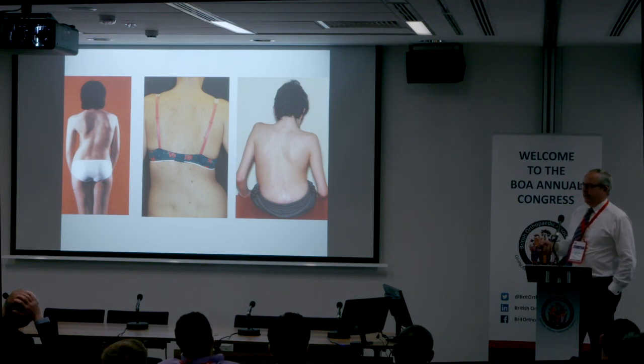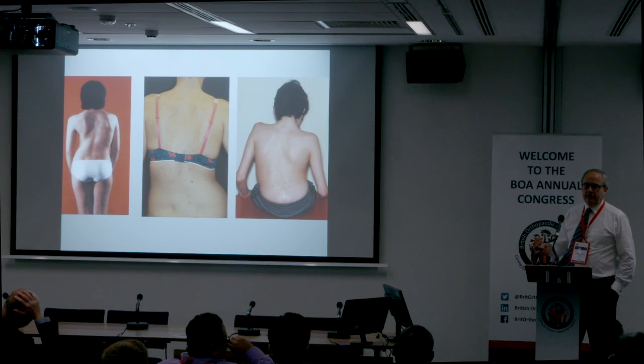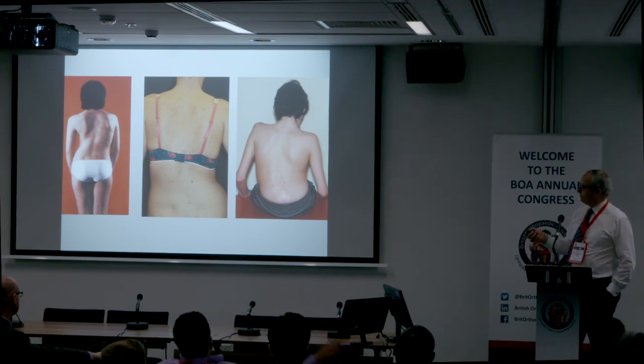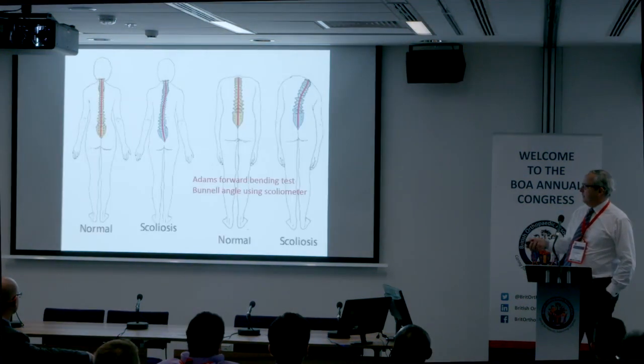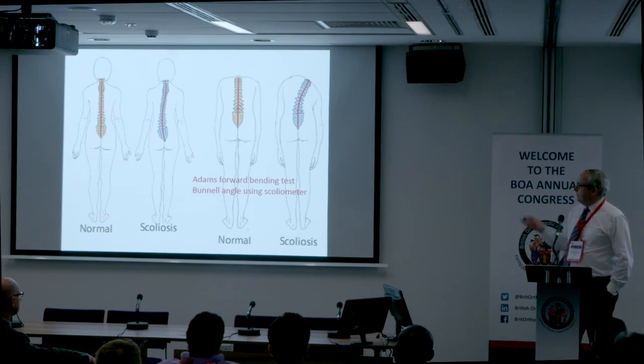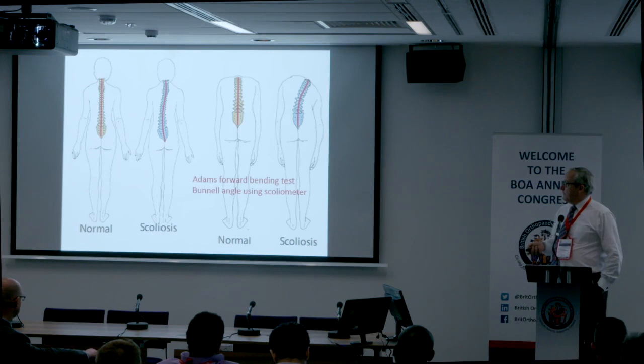And if you jump in straight with this is a scoliosis, the examiner may take you back a step. Hold on, just describe what you're looking at. And that's very important. And sit the patient down at some stage. Adams forwards bending test. This is shown here. Bunnell angle using a scoliometer.